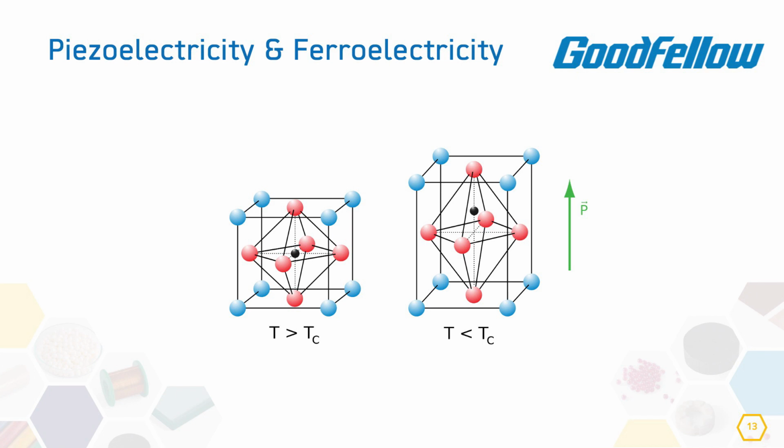So at Goodfellow, we currently have bismuth ferrite as a sputtering target in our catalogue, and we also have lead titanate as both a sputtering target and a powder in our catalogue. However, we'd also be able to supply other such perovskites as both powders and targets on request.